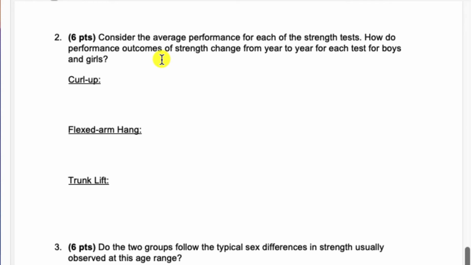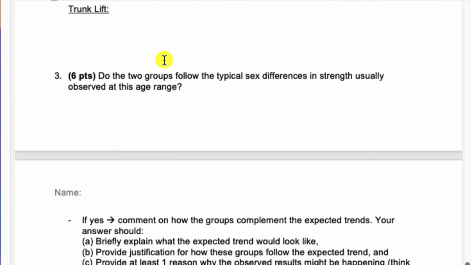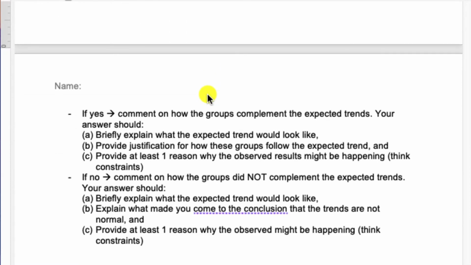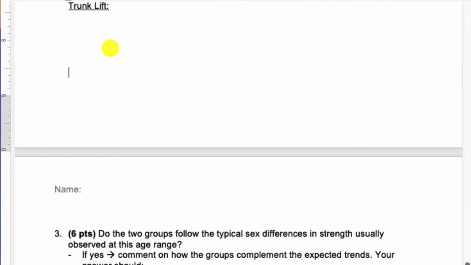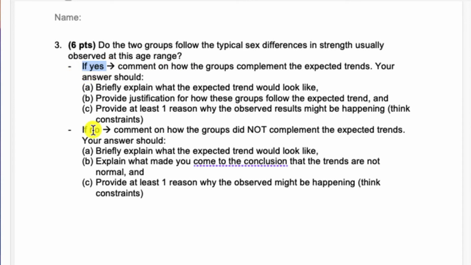Okay, so do we have from age 10 to 11, is there an increase or a decrease, and does that change from age 11 to 12? Okay. Do the 2 groups follow the typical sex differences in strength usually observed at this age range? So you'll have to reference what we've got in the lecture notes to help you answer this question. But I probably can push this down to the next page. But if you think that the data represent typical sex differences, comment on how the groups complement the expected trends.